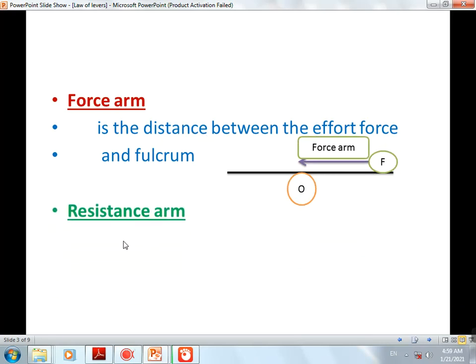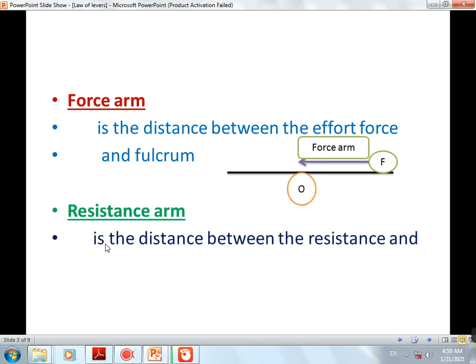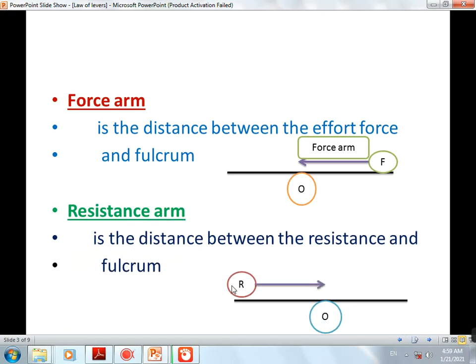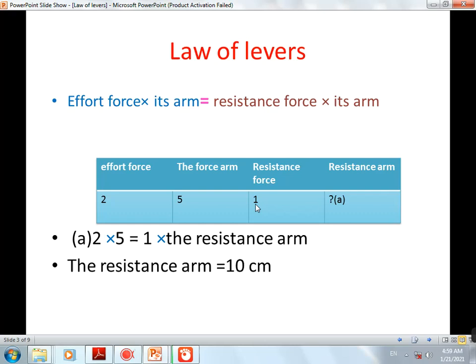Second, the resistance arm is the distance between the resistance and the fulcrum. The distance between the resistance force and fulcrum is called the resistance arm. The scientific terms: the distance between the effort force and fulcrum is called the force arm, and the distance between the resistance and fulcrum is called the resistance arm.